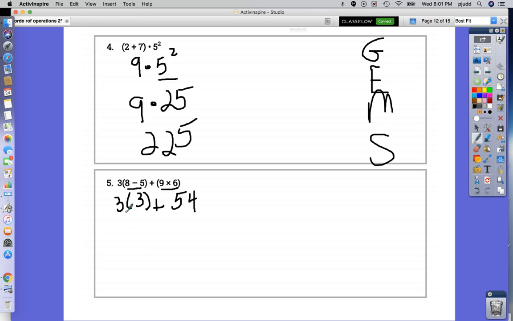And now this is 3 times 3. I know I need to multiply before I can add. 3 times 3 is 9 plus 54. And 9 plus 54 is 63. Nice.